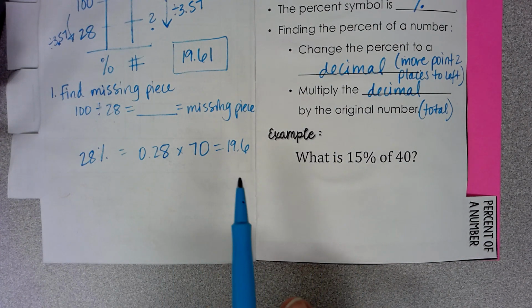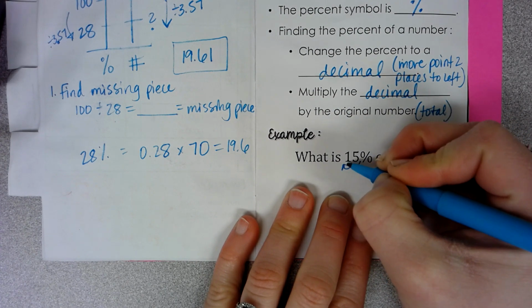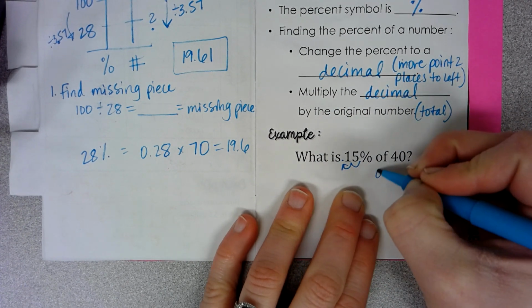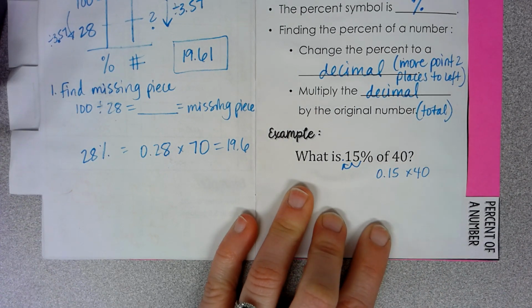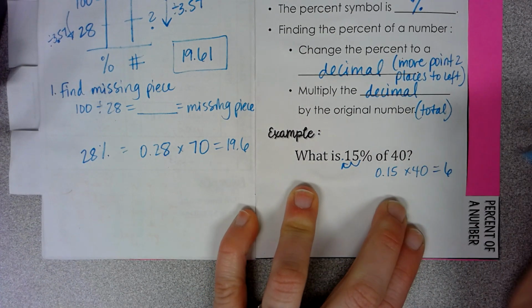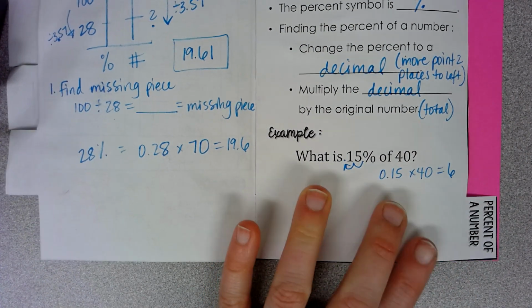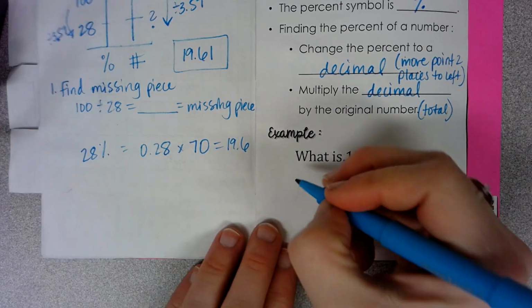All right, so we change this to a decimal. You divide by 100, so you move it 2 places to the left. You end up getting 0.15 times 40. Typing it in my calculator, 0.15 times 40 gives me 6. So 15% of 40 is 6. Now that we know the answer, let's solve it on a double number line.